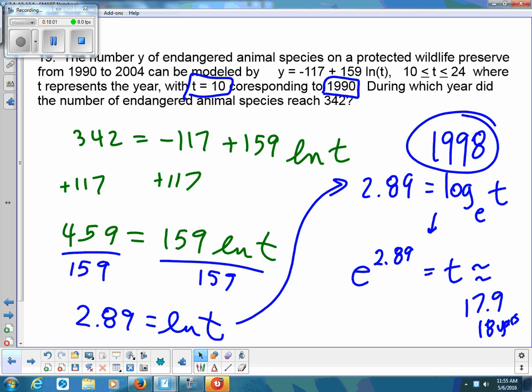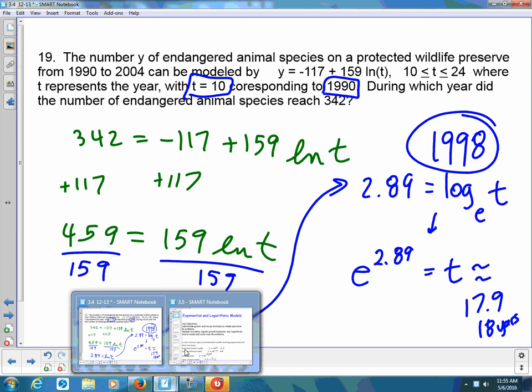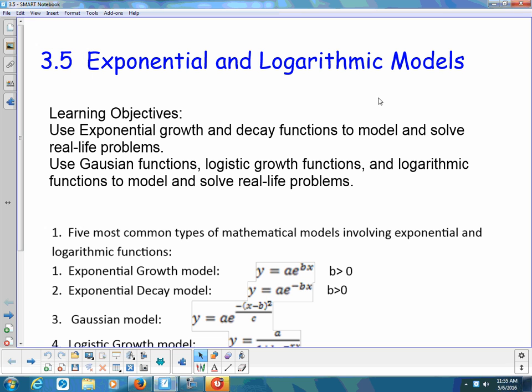All right, so what we're going to do now is we're going to take a look at some things in section 3.5. It's going to be a long lesson. Okay, but I have a gift for you.